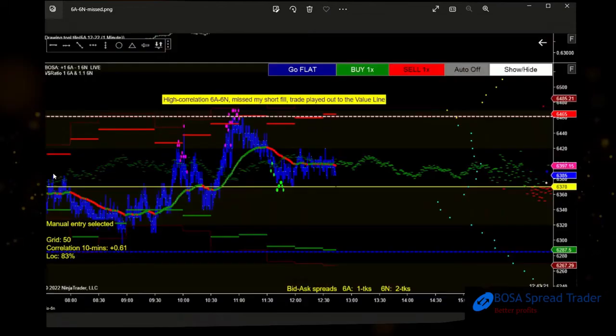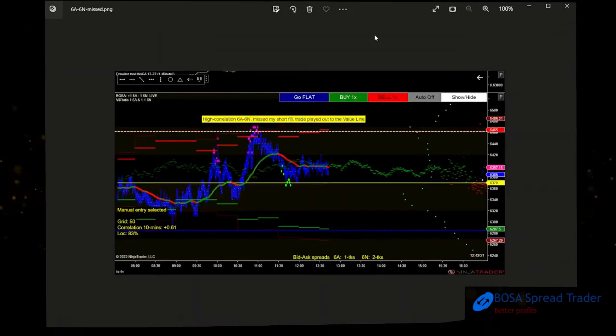Let me show you the one I missed, the one that got away. All right, so this is the one from 11 o'clock on the 6A, 6N spread. And I saw this coming up near the top of the value area. So these blue dots here are the value area of the TPO histogram. Yellow dots are the outside of the value area. So the idea with a value area is you expect this to come back and forth and range in the value area. This dotted line is my short order. So I actually put an order up here, and look at that. It's just never quite filled, but this was a great trade down to the value line here.